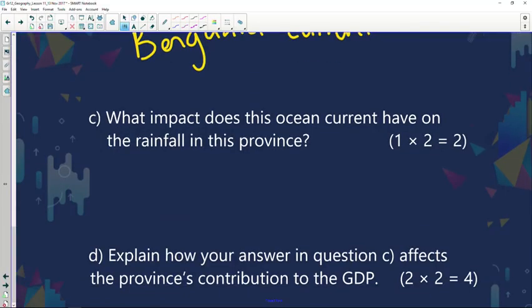If you look at KwaZulu-Natal, the ocean current that flows next to the coastline over there is the warm Mozambique current, and it creates warm, moist conditions that can create more rainfall over there. Now, if you look at D, explain how your answer in question C affects the province's contribution to the GDP. Basically, like I've mentioned, there's going to be less rainfall. So it means people in the Northern Cape province won't have fertile soil or arable land to farm, because there's not enough rainfall, so they can't grow any crops.